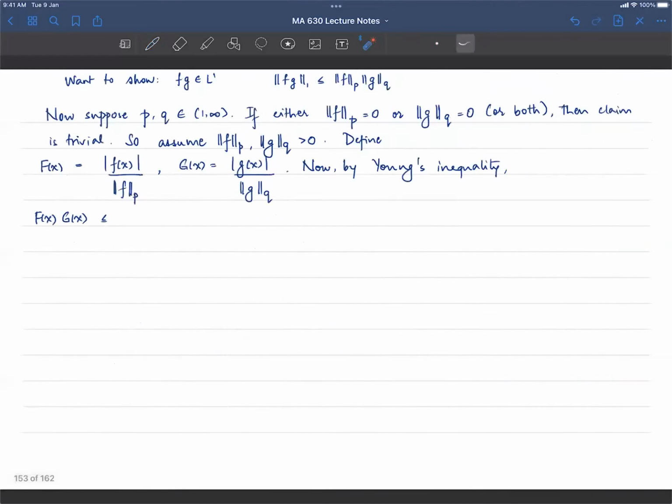So this is going to be less than or equal to f(x)^p over p plus g(x)^q over q. By the way, I'm not putting absolute values here because I already know that f is not negative, so I don't need to put absolute value. Okay, so now let's take this apart.